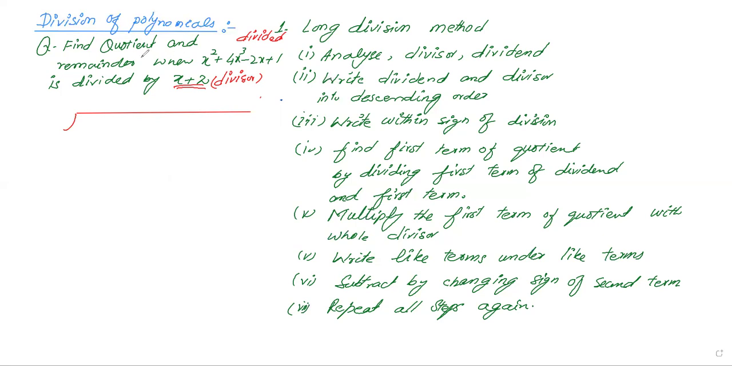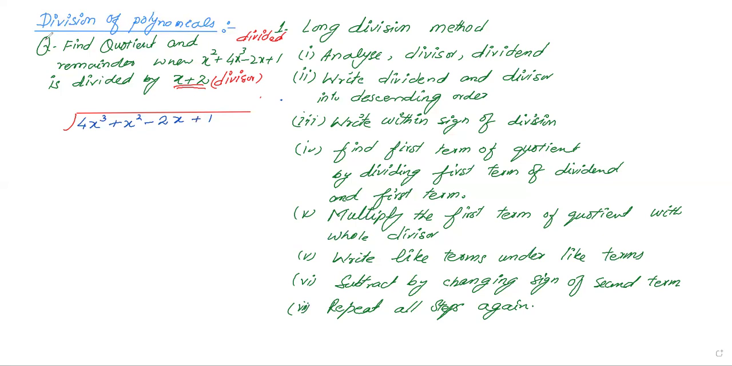Now you have to write the dividend with the sign of division, and you have to write it in descending order. So in the dividend, what is the first term with the highest power? That is 4x cubed. The second term with the square is plus x squared. The third term is plus 2x. And the last term is plus 1.